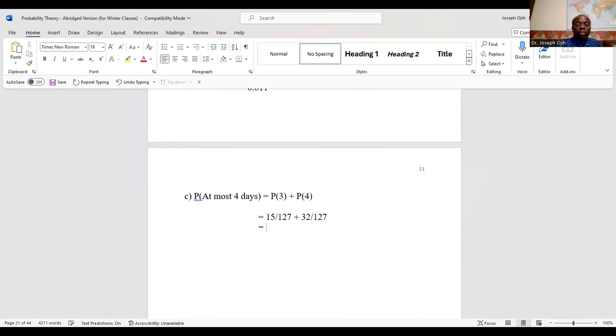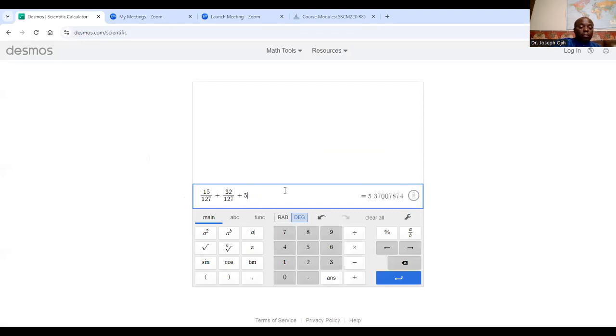Which will give us the answer. I have it here on the calculator. I just have to remove one number there. Okay, I have to remove this one. That gives me 0.370. Okay, 0.370.